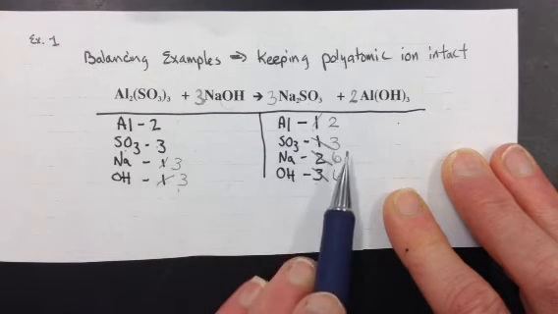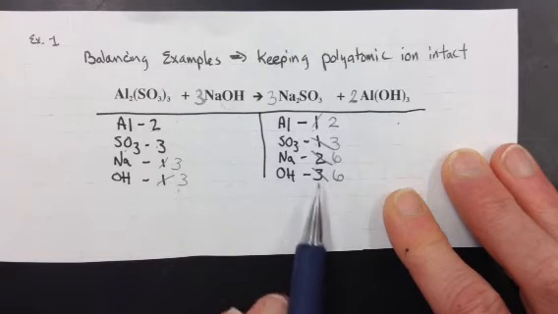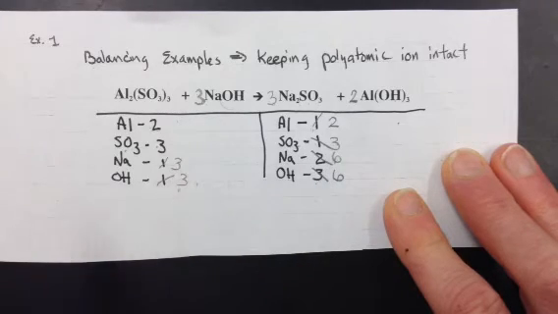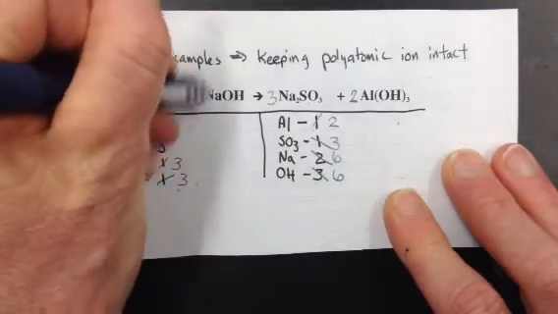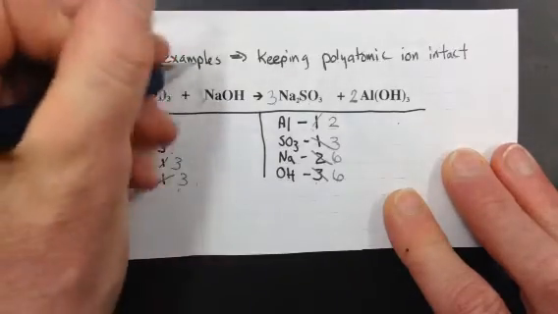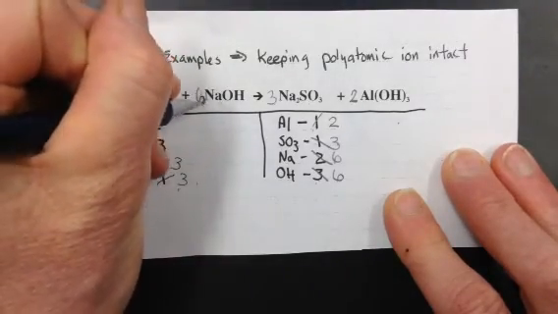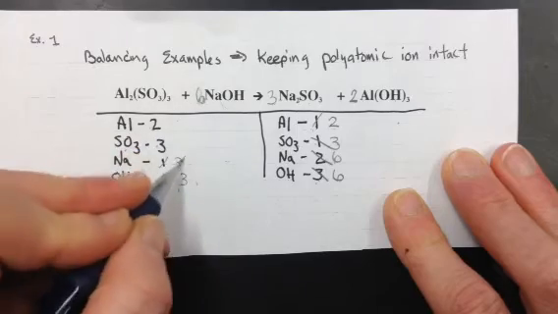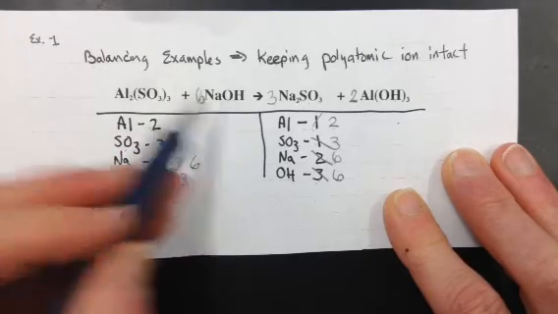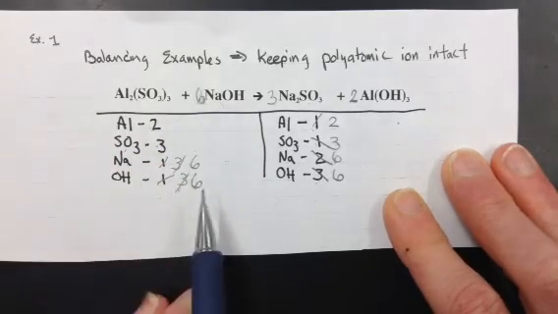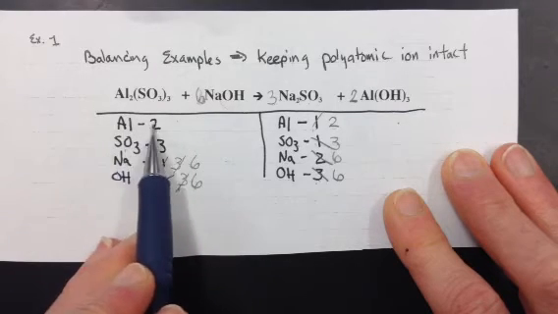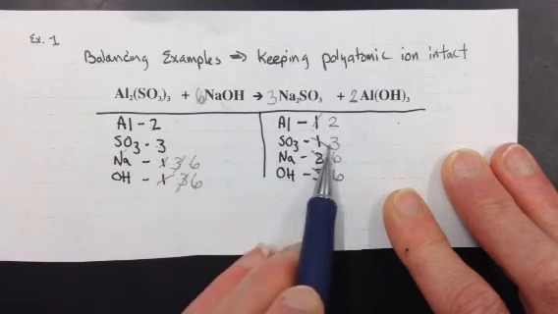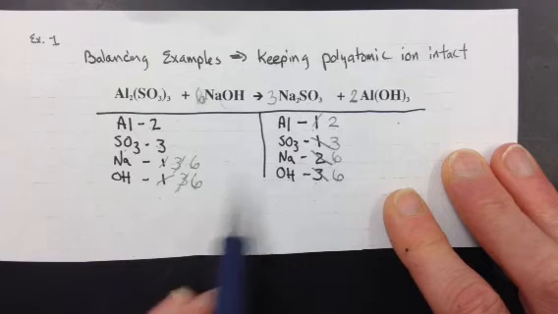So now my aluminums match, my sulfites, but my sodiums and my hydroxides do not. I have 6 on this side, only 3 here. So in this case, I will put a 6 here. 6 times 1 is 6. 6 times hydroxide is 6. So now I do record keeping. I have 2 aluminums, 2 sulfites, 6 sodiums on each side, and 6 hydroxide.